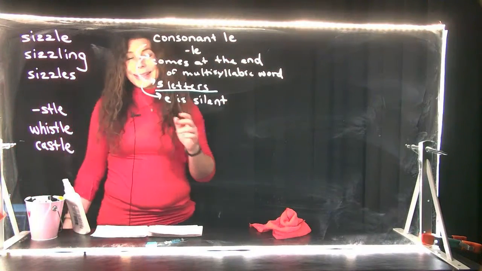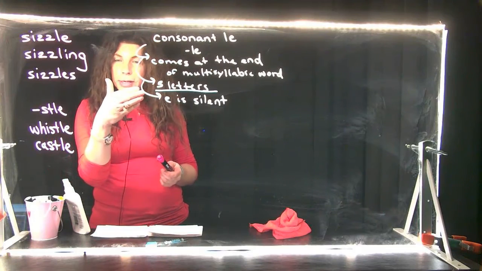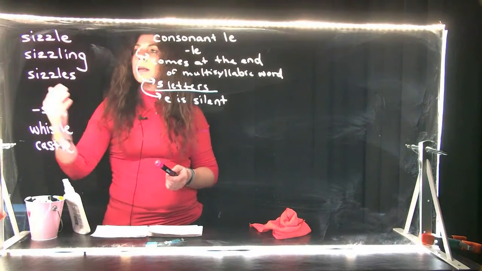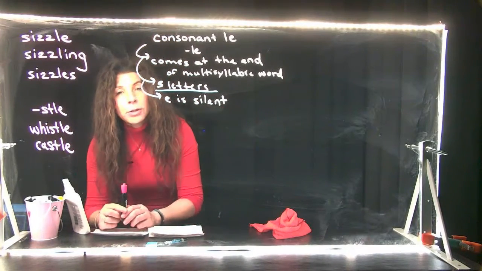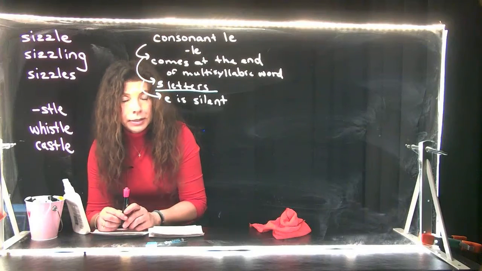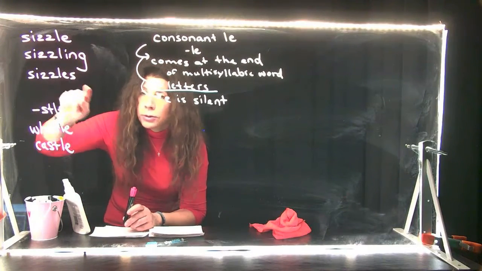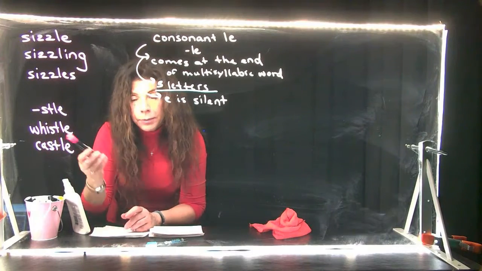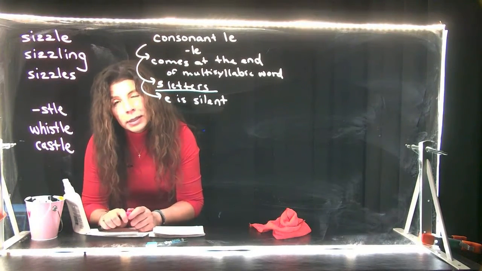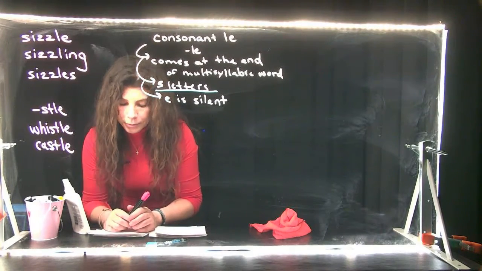So third grade, the last thing for today. Remember, consonant LE only comes at the end of a multisyllabic word. There has to be 3 letters. The E is silent. If you are adding a vowel suffix to a consonant LE, you drop the final E. If you're adding a consonant suffix, you keep it. Sizzle, sizzling, we drop the E. Sizzles, we keep the E. Then we learned there's an exception, a soul, S-T-L-E. And the reason it's an exception is because you don't hear that T, like in the word whistle and castle.